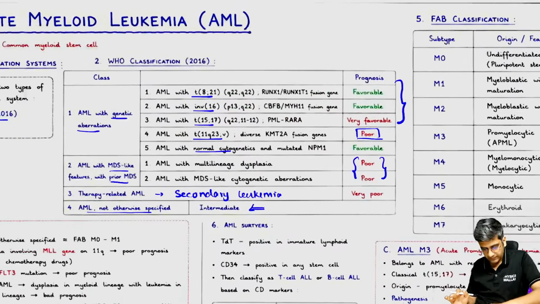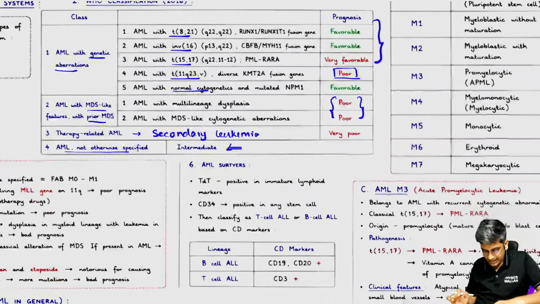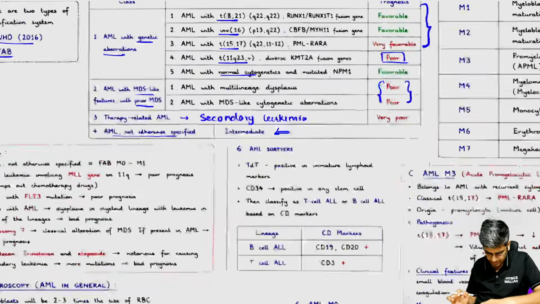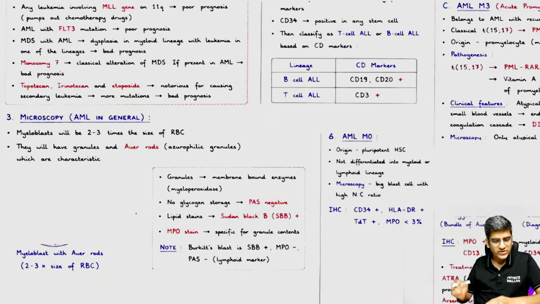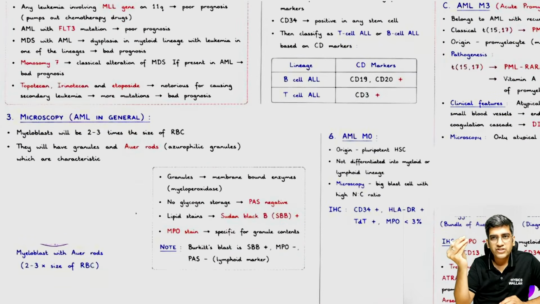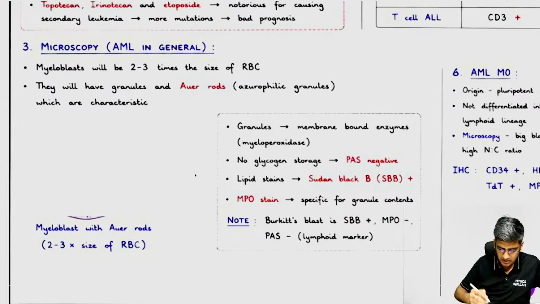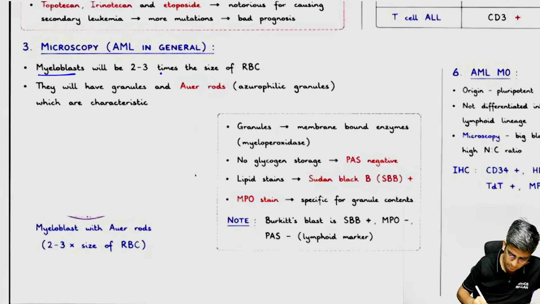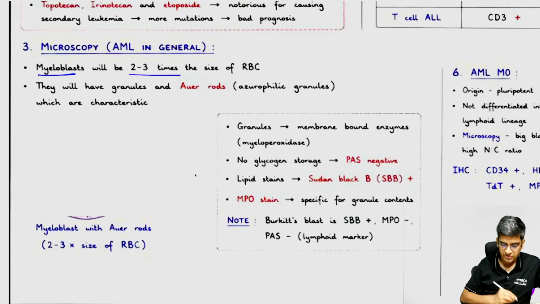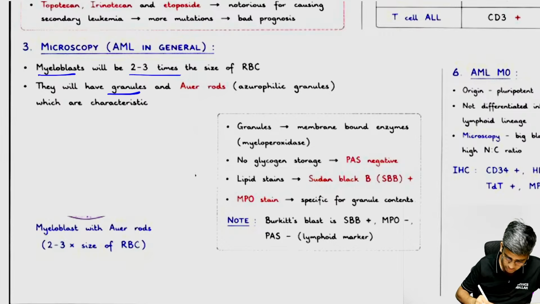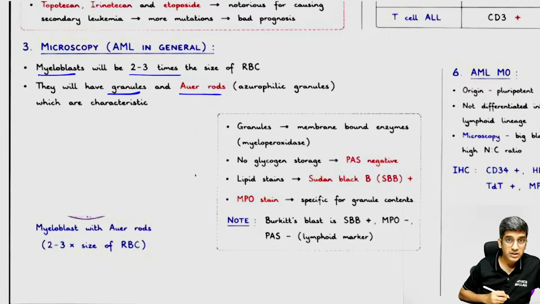Fine, perfect. So how do I identify or diagnose AML? AML diagnosis is simple, right? Same way, I'll have a history of pancytopenia, any age, comes to the hospital, take a CBC, look at a peripheral smear, I go the same criteria. Myeloblast, 2 to 3 times size of an RBC. They will have granules present, or rods present, and there's one more important structure called phi body.